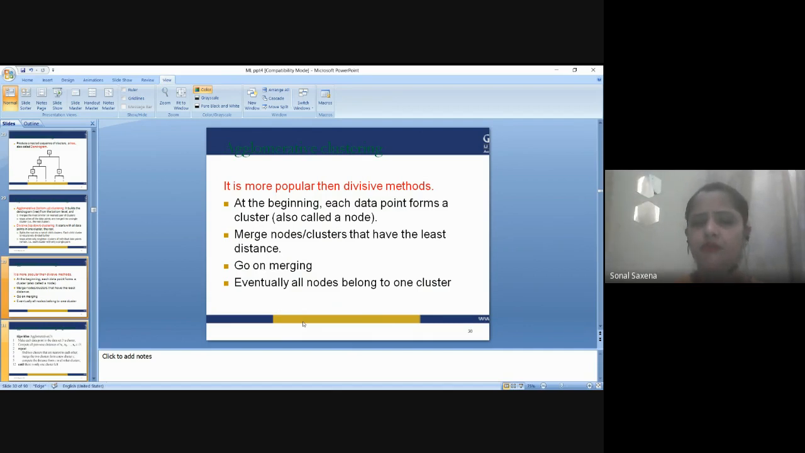So this one is a far better thing in comparison to divisive, because in divisive we already have a huge cluster in which we have to find out each and every data point, whether they are representing some kind of similar properties. So agglomerative is the common, very popular method in comparison to divisive. At the beginning, each data point forms a cluster, which is also known as a node. Then we merge the nodes and clusters that have the least distance. Then we go on merging the same procedure in a recursive manner, and eventually all the nodes belong to one cluster. So this is agglomerative clustering.